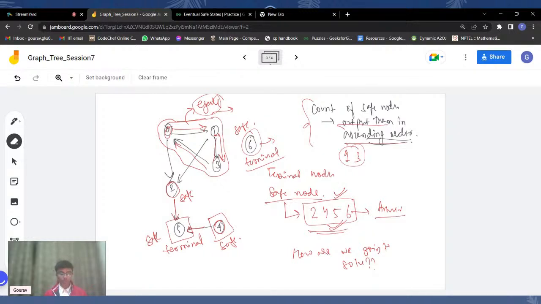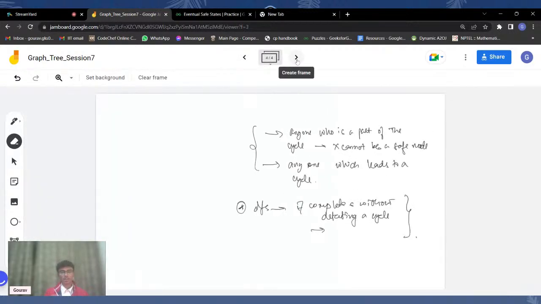But actually, what is happening here? Observation. We have to do certain observations. The observations are basically that if any node is a part of a cycle, then that node cannot be a safe node, and that node cannot be a terminal node as well. So if a node is a part of the cycle, it cannot be a safe node. This is the first point.